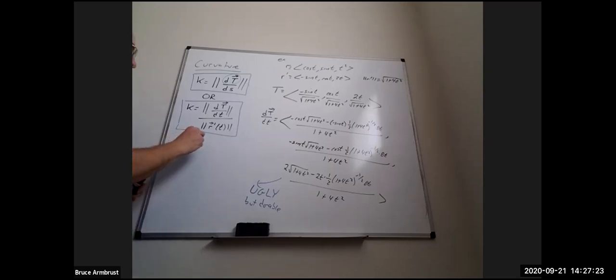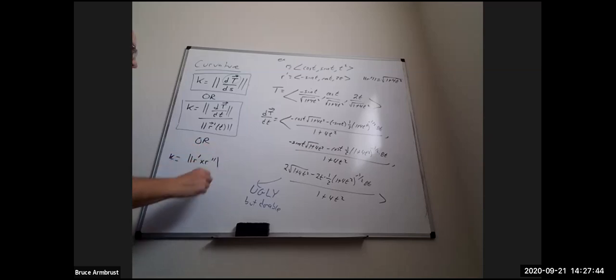So I'm going to put an or. This one I'm not going to prove. I'll let you either read the proof on your own or come find me in an office hour and I will walk it through for you. But what this looks like is it's the magnitude of r prime cross r double prime divided by the magnitude of r prime cubed.